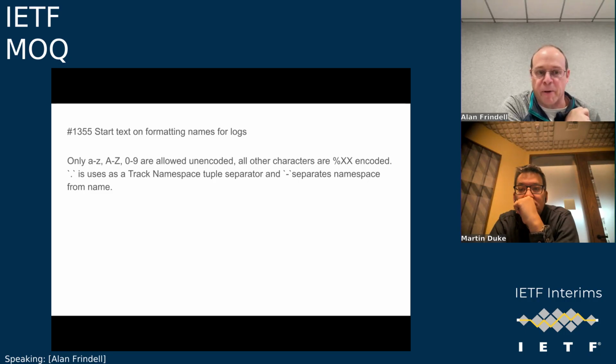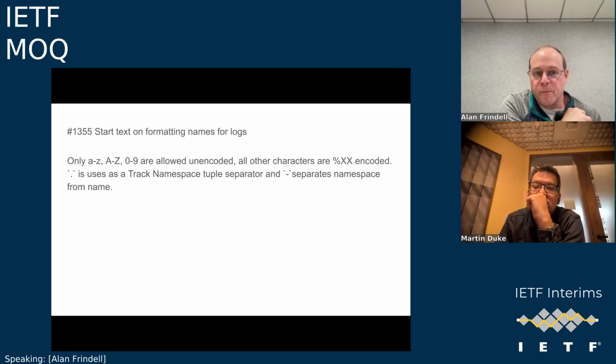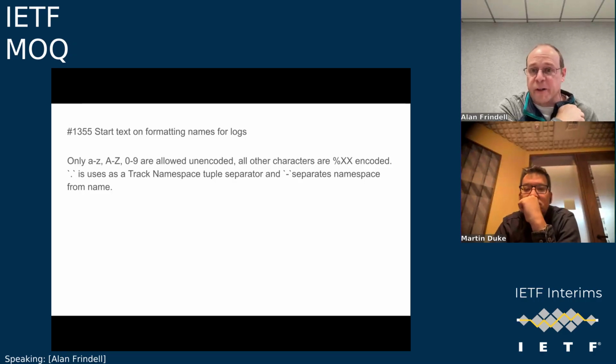when you want to separate a tuple of a namespace from another namespace tuple, you use a dot. And when you want to separate a namespace from a track name, you use a hyphen. Which seems like a fine encoding. My initial thought was, well, I feel like there's a few more characters that you could allow unencoded. That would maybe make your logs a little prettier, depending on how you choose namespaces.